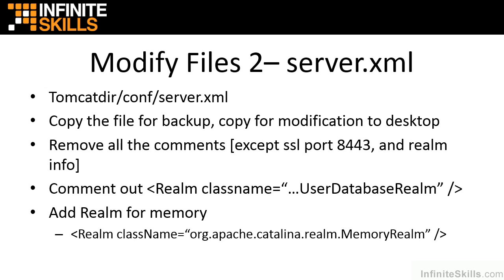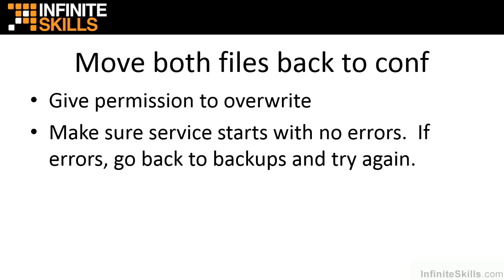The second file we need to modify is server.xml. On this one, we're going to do the same thing, copy it for modification to the desktop. We're going to remove all comments except for SSL port 8443 and the realm info section. In the realm info section, we're going to comment out the realm that contains the user class name, apache.org, etc., user database realm. And we're going to add a realm for memory, which is org.apache.catalina.realm.MemoryRealm. Once we're done with that, we'll move both files back into the conf directory, and we'll start up the service and make sure it starts with no errors. If we have some errors, then we're going to have to go to the backups and try again.